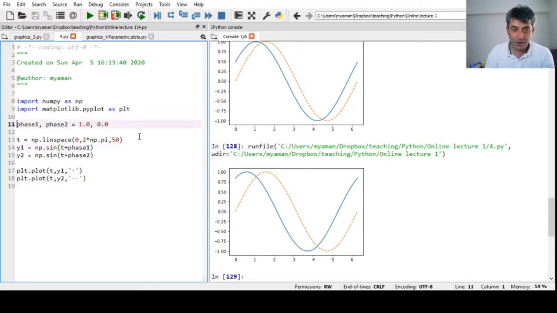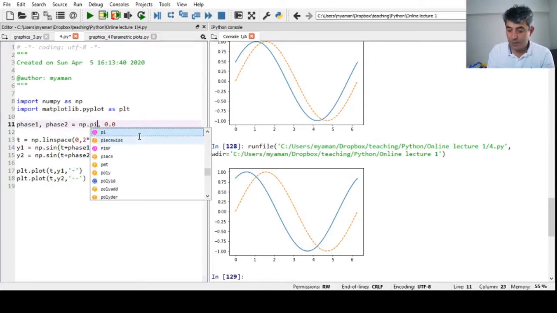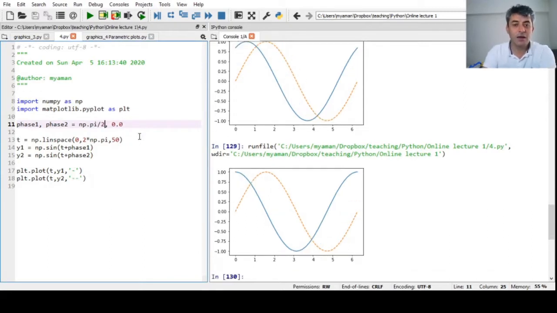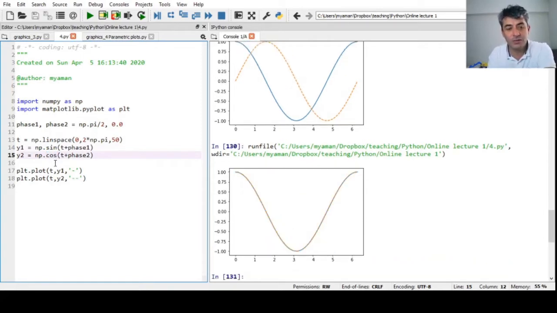In fact, if I phase shift this by pi over 2, I get a cosine function. So a sine function with a pi over 2 phase shift is actually a cosine function. If you want to convince yourself, change the second one to a cosine and then they overlap nicely. Okay, so coming back to the sine: sine and cosine are basically the same functions with a phase factor.